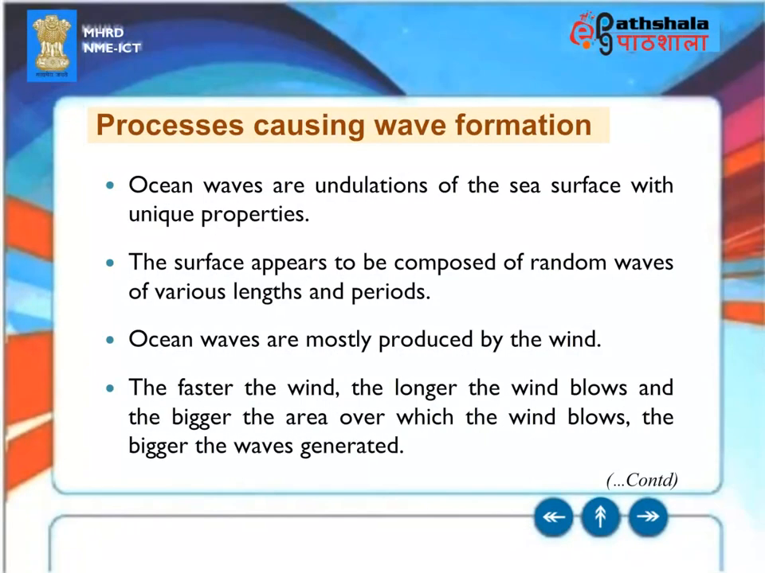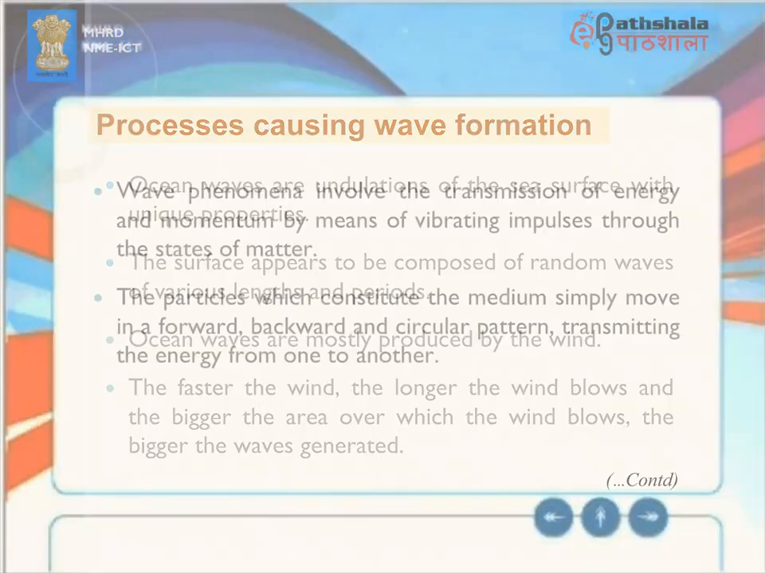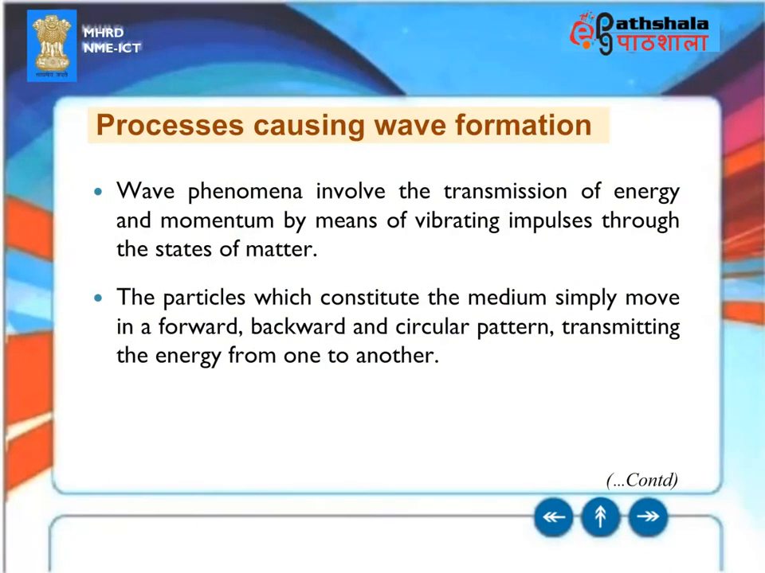Processes causing wave formation. Ocean waves are undulations of the sea surface with unique properties. The surface appears to be composed of random waves of various lengths and periods. Ocean waves are mostly produced by the wind. The faster the wind, the longer the wind blows, and the bigger the area over which the wind blows, the bigger the waves generated.